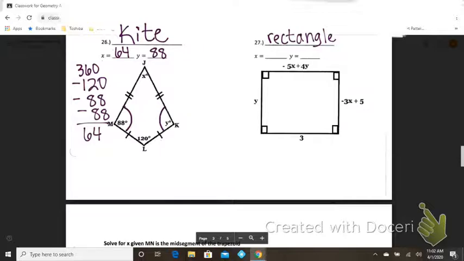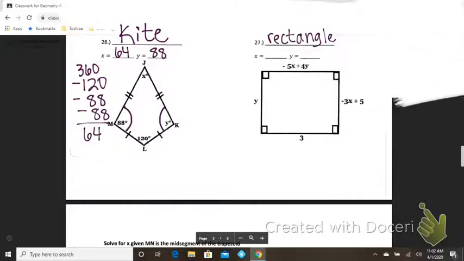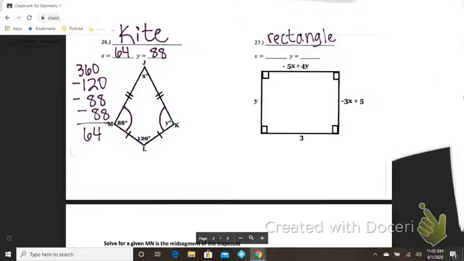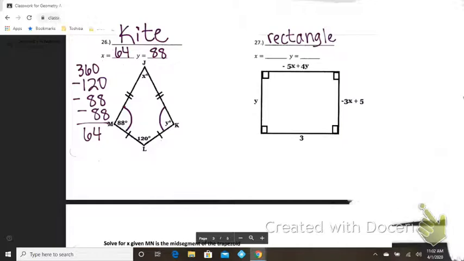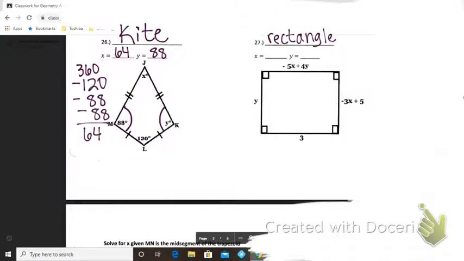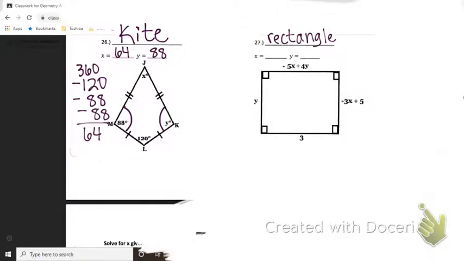All right, this one gets a little trickier as far as showing your work goes. So let's start off by just talking about it. I'll see if I can make enough space here to show my work.